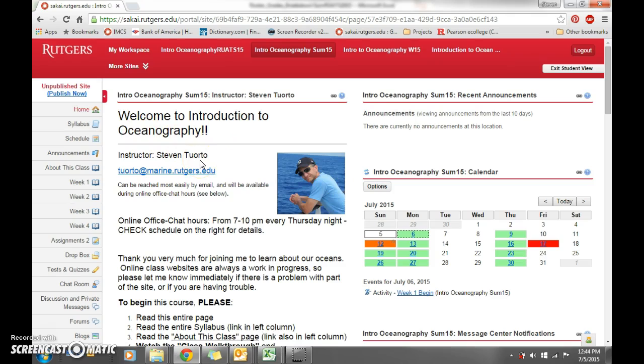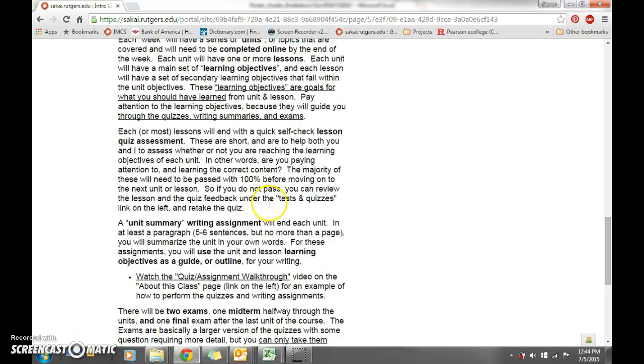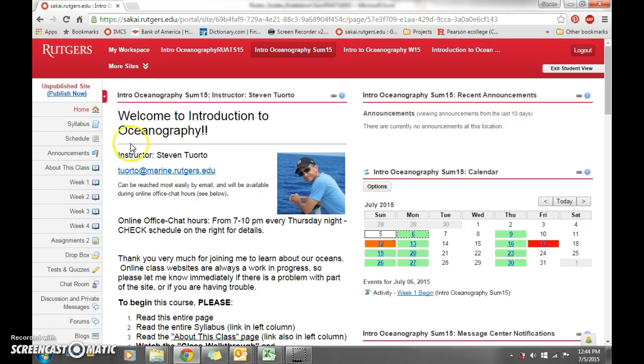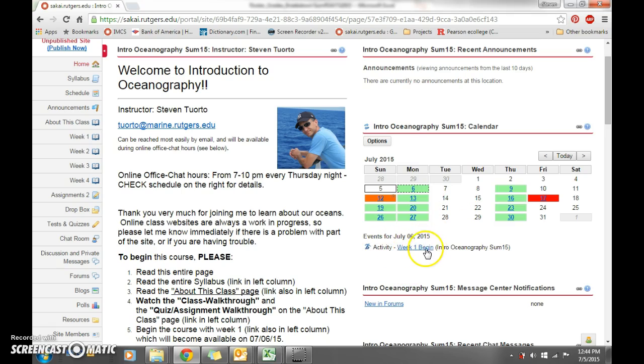So you can find out the schedule, how things are run. This is all explained in much more detail on this page. It's also explained on the syllabus, and we'll go there in a minute. And so the scheduling and what you should be doing can be found either on the syllabus or on this schedule right here, where everything's linked also. If we click on Monday the 6th, we see that on the 6th, week 1 begins.